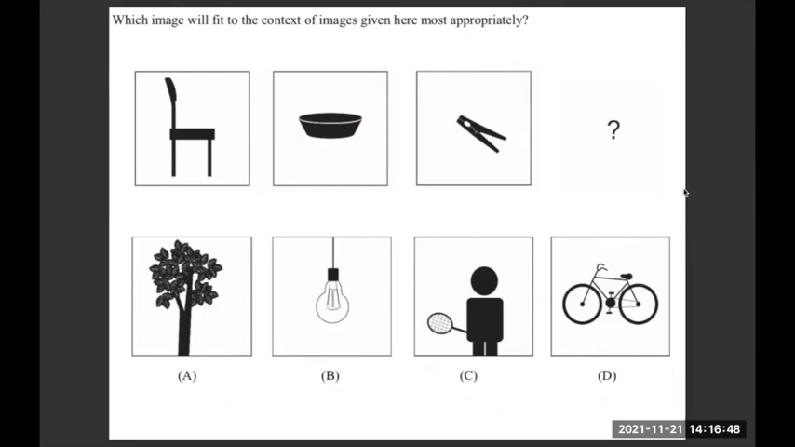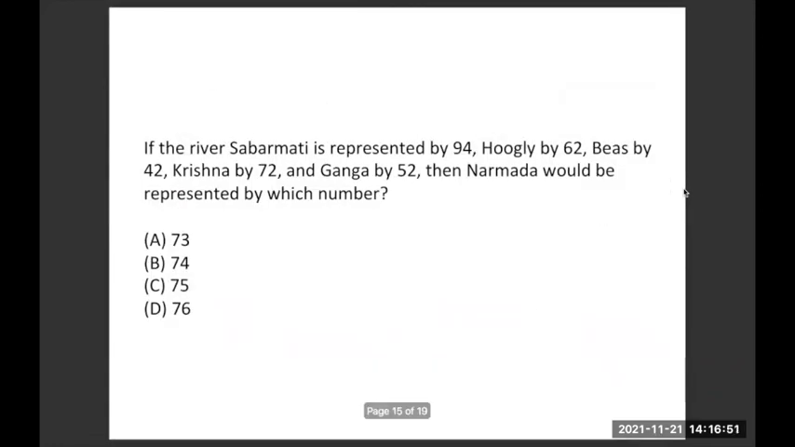ठीक है. Chalo. We'll take this one question and then I will end this session. Is that fine? Just this last question. Yes, ma'am.